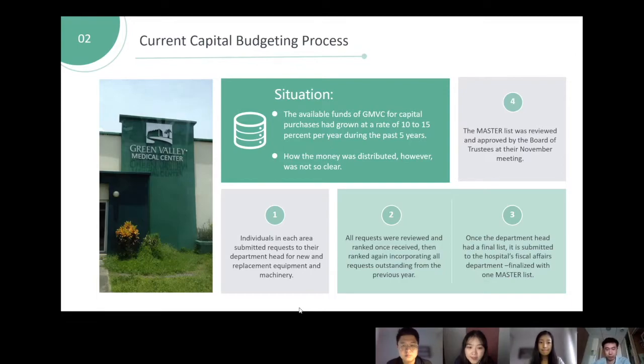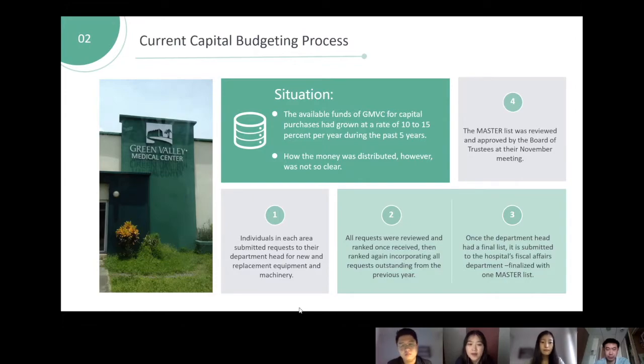There are 4 steps included in the process according to the article. The first one is that in each service area, the individuals submit requests to their own department head for machines or for equipment. The second step is that once all the requests have been received by the department head, the requests will be reviewed and ranked, and then ranked again together with all the requests outstanding from the previous year.